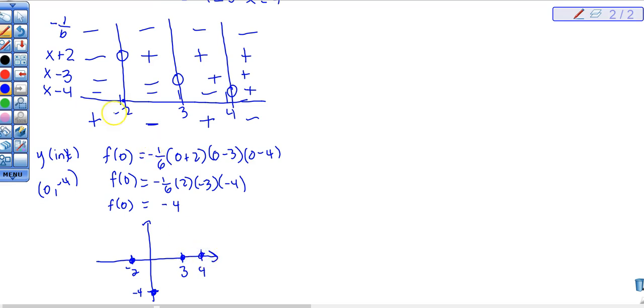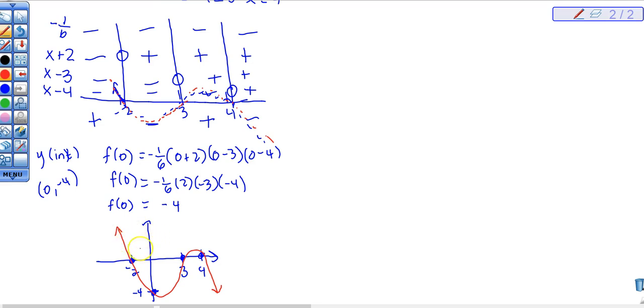Okay, so let's take a look at what our sign diagram is telling us to do. To the left of -2, we need to be positive, so we're going to be above. Between -2 and 3 on our x-axis, we're going to be below. Between 3 and 4, we're going to be above. And after 4, we're going to be below. So our graph is going to follow this pattern: positive is above, and negative is below. We'll just sketch a graph. It doesn't have to be perfect, but it is a polynomial, so it does have to be curved.